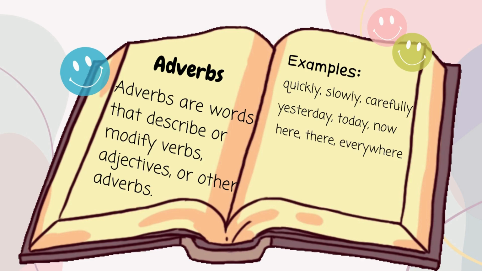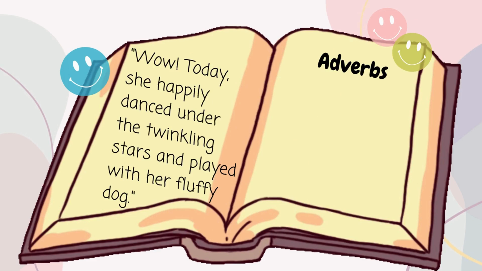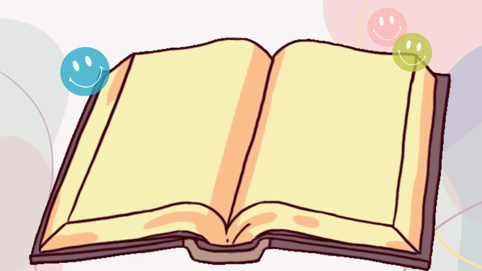Place: here, there, everywhere. In degree: very, quite, extremely. Frequency: often, sometimes, rarely. Now, time to find the adverbs of this sentence. Happily, there's only one adverb in this sentence.